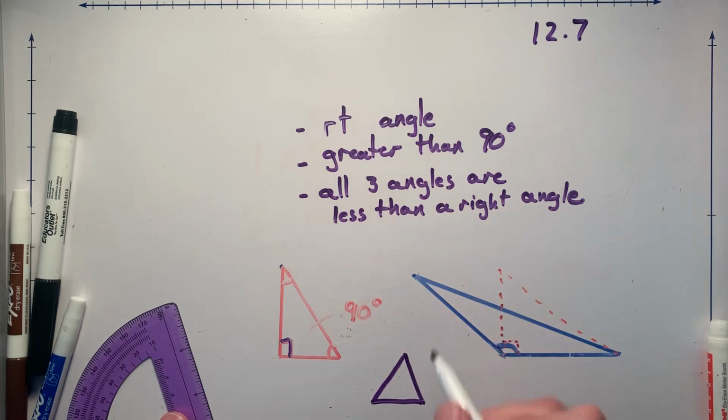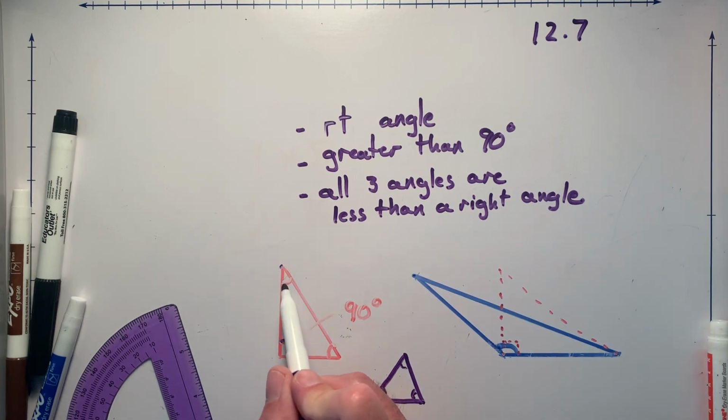This one, all 3 angles are less than 90 degrees. So this triangle has all 3 angles less than 90. So you are either going to have 1 right angle in your triangle, you will have 1 larger than 90-degree angle in your triangle, or all 3 of your angles will be less than 90.